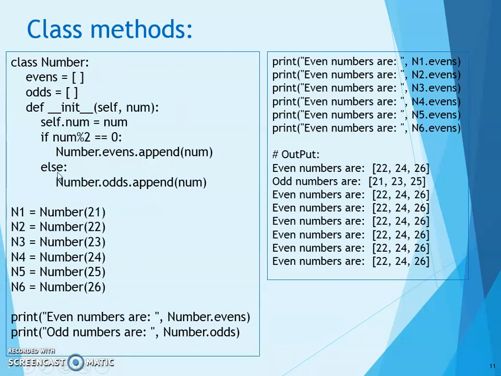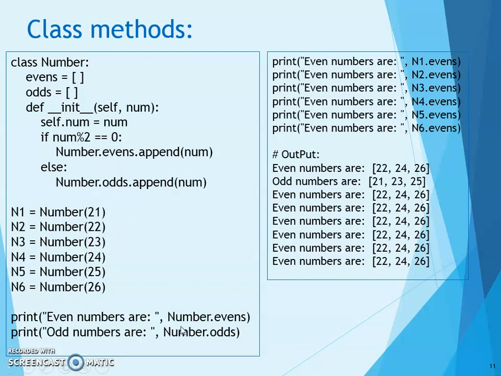Now here in this class we have used an init method and we are creating 6 objects. Whenever the first object is created by using 21 as a number, two lists, evens and odds, are created and we are assigning this num to self.num, and we are checking whether the numbers are odd or even. So first of all 21 is passed, and 21 will be appended to the odds list. Then whenever we create an object by passing the parameter 22, that 22 will be appended to the evens list. Then 23 will again be appended to the odds list and so on.